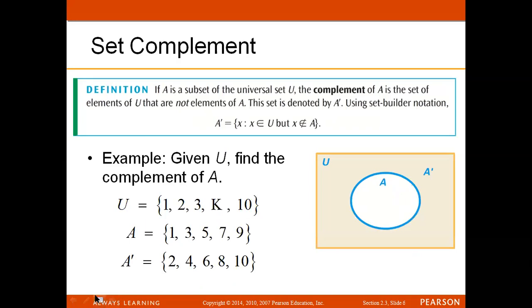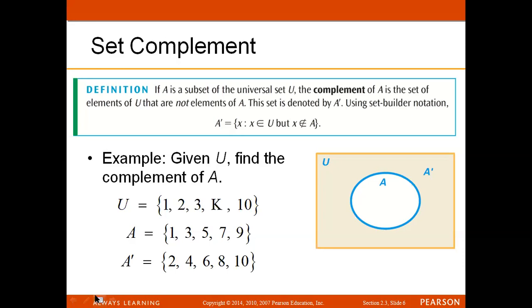The set complement. Definition. If A is a subset of the universal set U, the complement of A is the set of elements of U that are not elements of A. This set is denoted by A apostrophe. Using set builder notation, we have that the complement of A is the set of all x such that x is an element of U, but x is not an element of A.